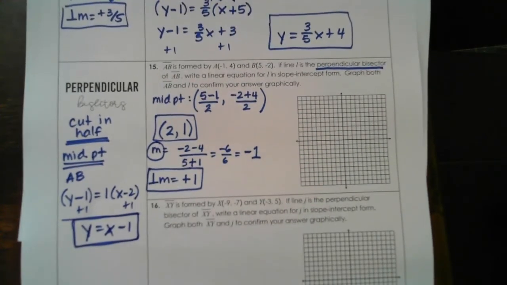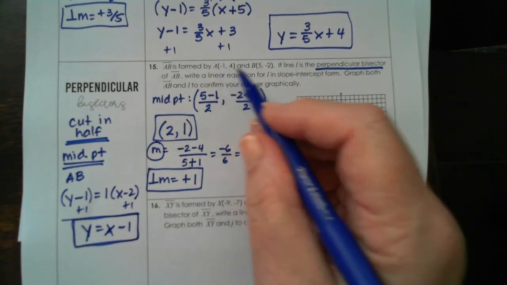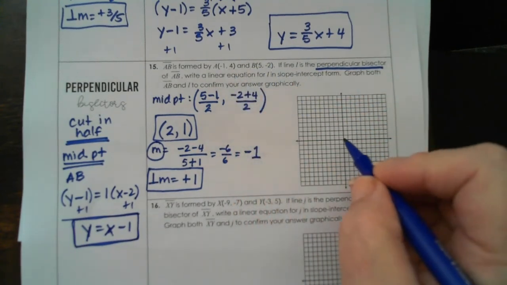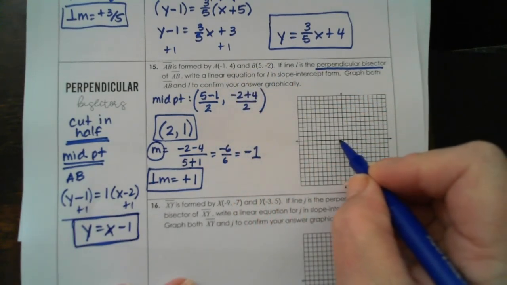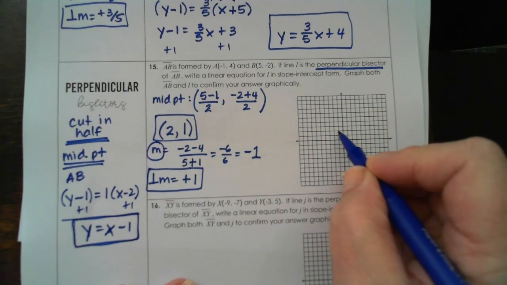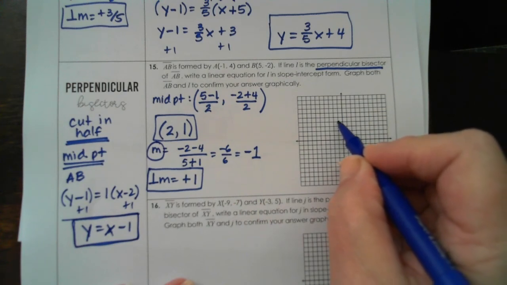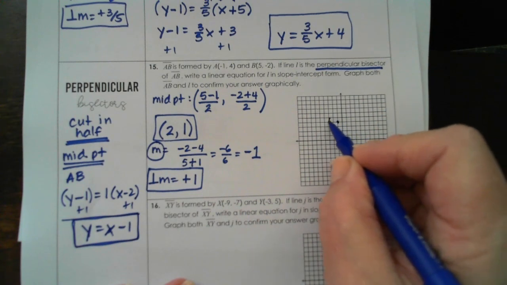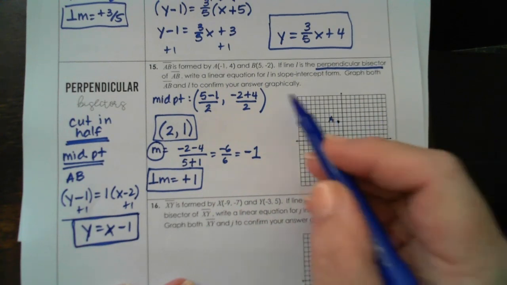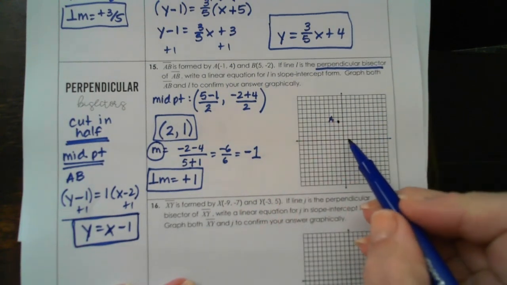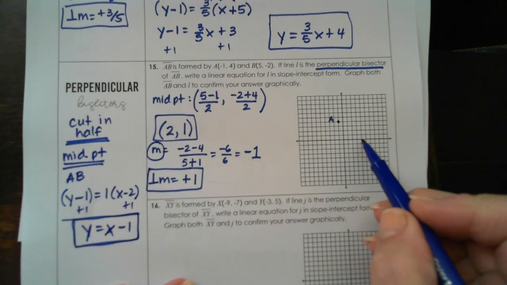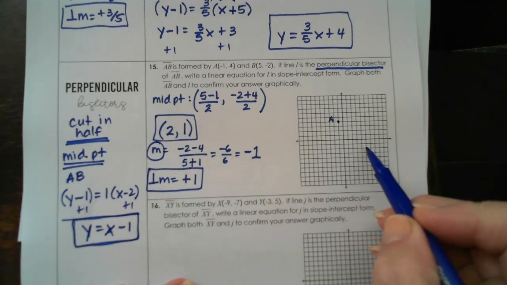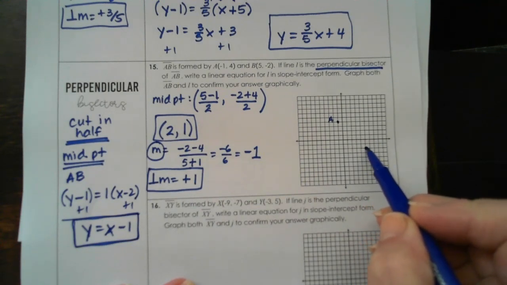So we're going to graph it now to see if this works out. We start by graphing A and B. A is negative 1, 4, so I go over negative 1 and up 1, 2, 3, 4, and we put a dot right here. And that is the point A. Then we have 5, negative 2, so we count over 1, 2, 3, 4, 5, and down 2, and put our dot right here.